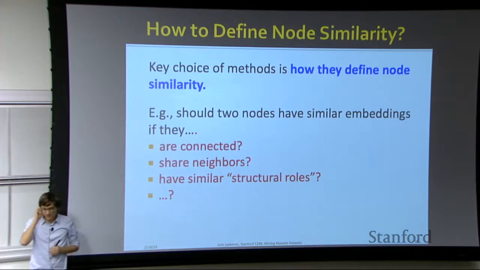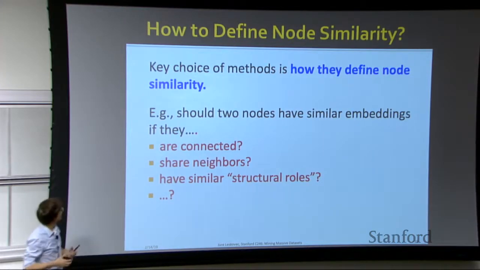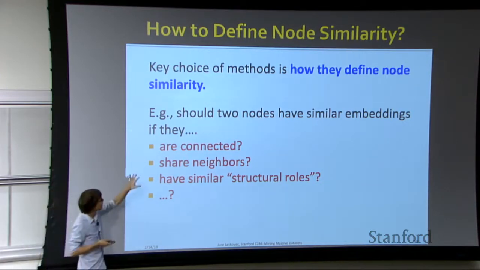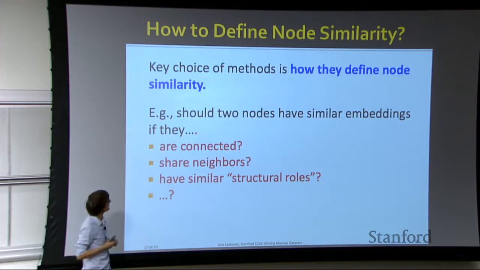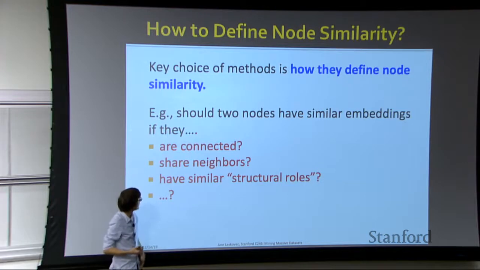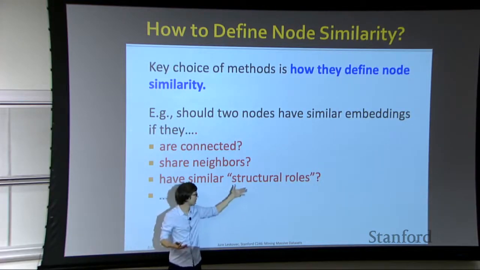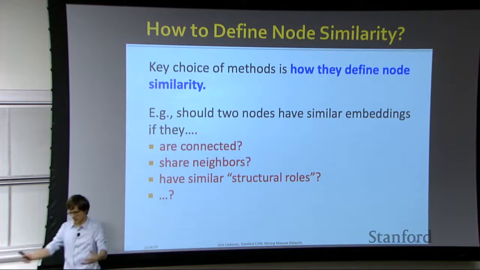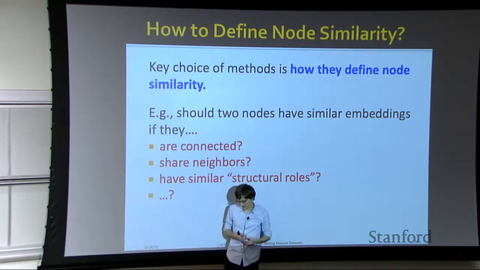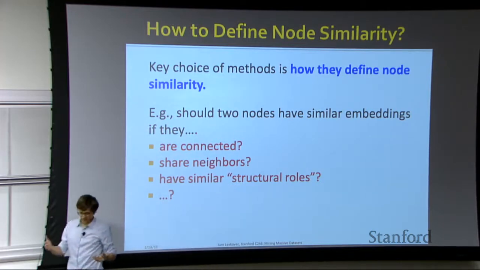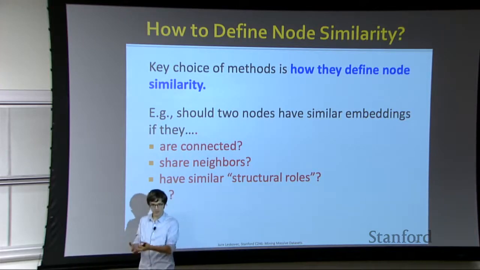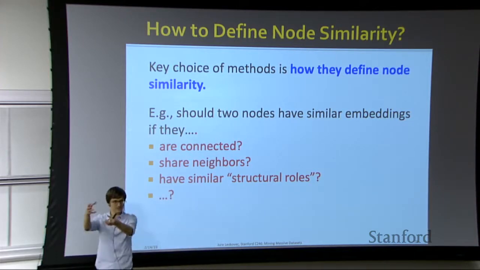Okay? So now what is really the important part is how do we define node similarity, right? How should you say how similar two nodes in the network are? You could say, are the two nodes connected? Do they share neighbors? Do they have friends in common? Do they have similar structural roles, right? Does the network locally look similar around them? This idea of structural roles is that, in a company, you may have bosses and admins and workers, and the social network of the worker is different from that of the admin versus the boss.